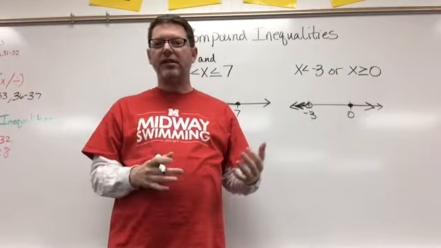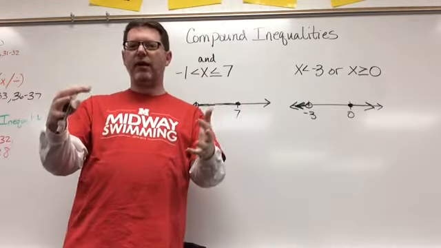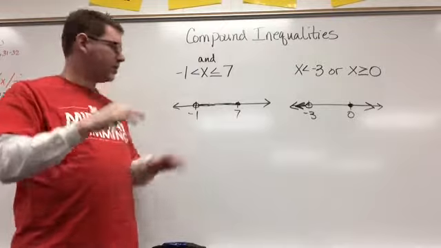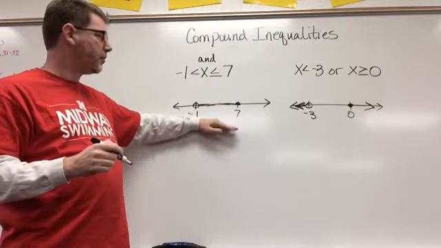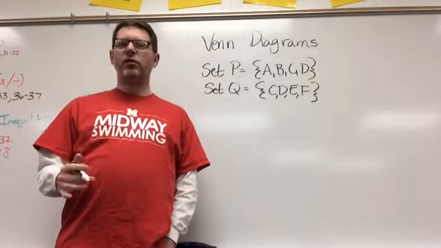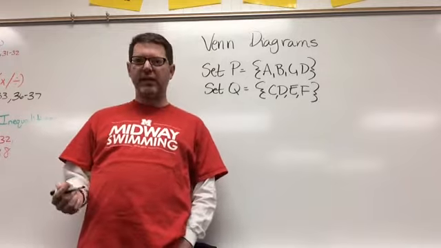Now, in the first example, I did each one separately and then put them together. That was just to show you how I would graph them. When we graph them, you don't have to do 3. You're just going to do one number line and put them both on the number line first. The next thing we're going to look at is Venn diagrams and do a quick review of Venn diagrams.